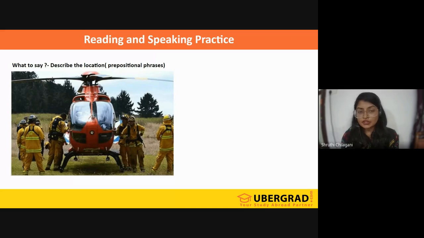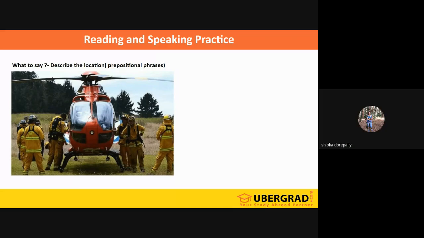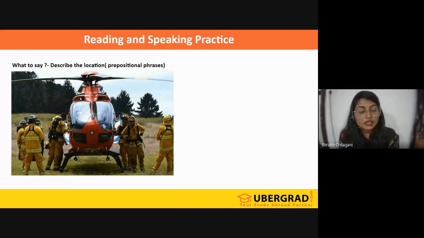Shloka, can you please try telling this? Yeah, sure. So what I would say is they seem to be firefighters who have just gotten off a helicopter to come and save people who are stuck or lost in some part of the jungle where they are not having access to any food and water, and they need some help. Can you try describing the location for us?